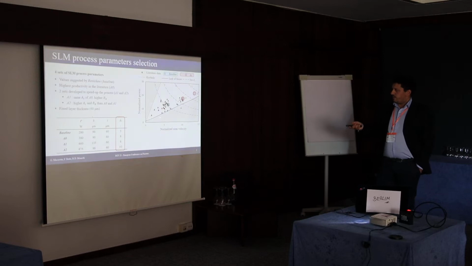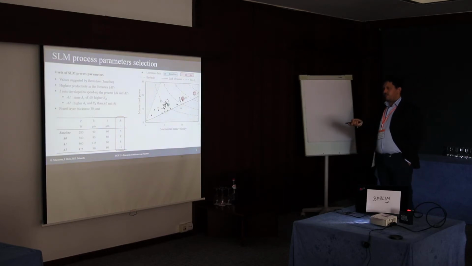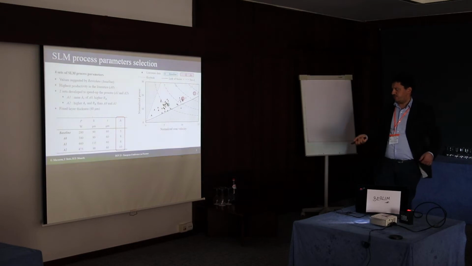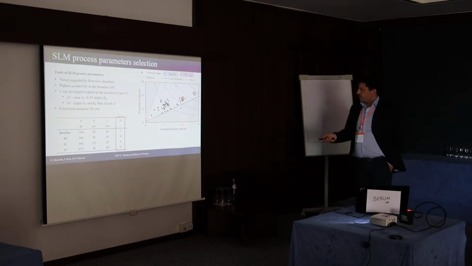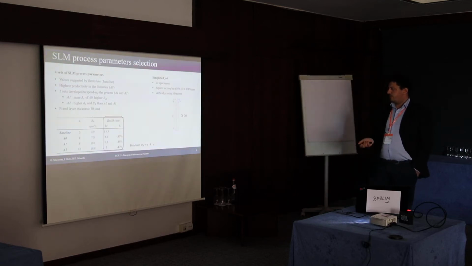Here in black you can see the region where we have lack of fusion. So the 2 process parameter sets were designed to have the same margin from lack of fusion. It's about a 20% margin in the dimension of the melt pool compared to the one that could lead to lack of fusion in this approximation that I showed before.